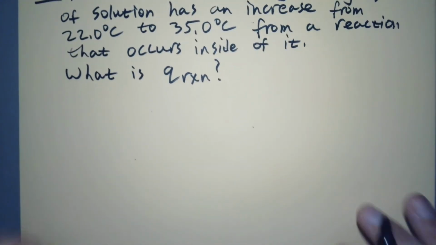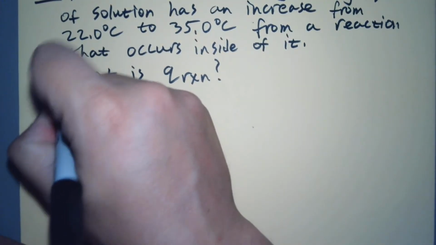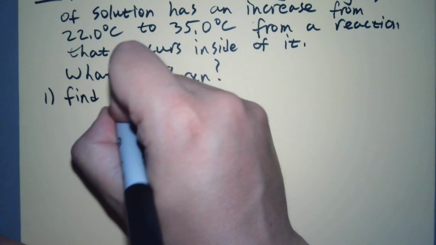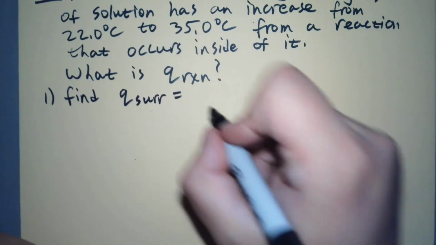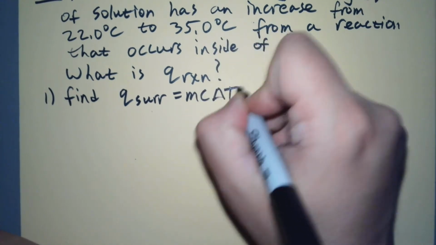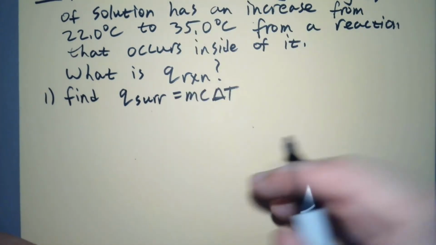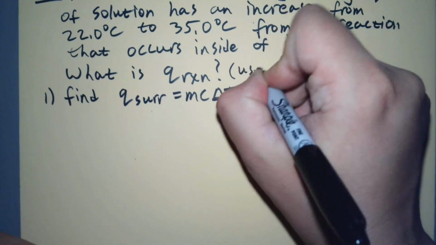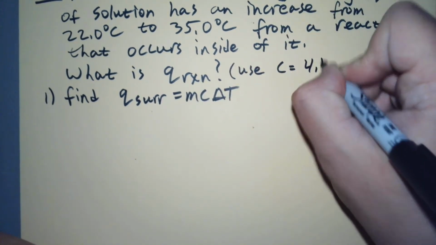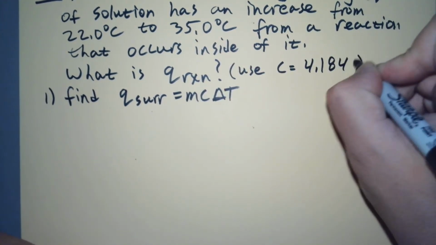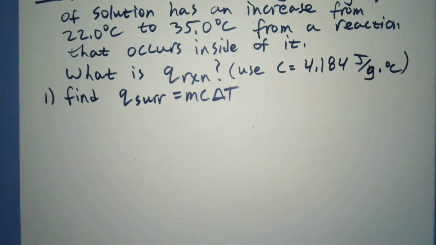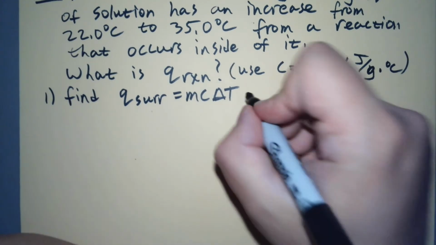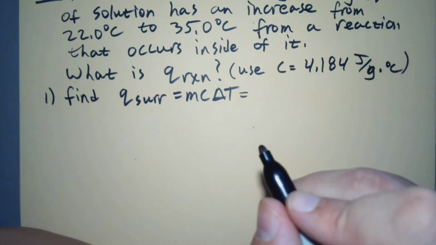Alright, this is a two-step problem. Step 1. Find Q of the surroundings. What's going on in the calorimeter? Well, it's mC delta T. This is a water-based solution, so it's going to be 4.184 joules per gram degree Celsius. The gas law still has me trying to say joules per mole Kelvin, so I got to watch out. Hopefully that's not happening to you guys.